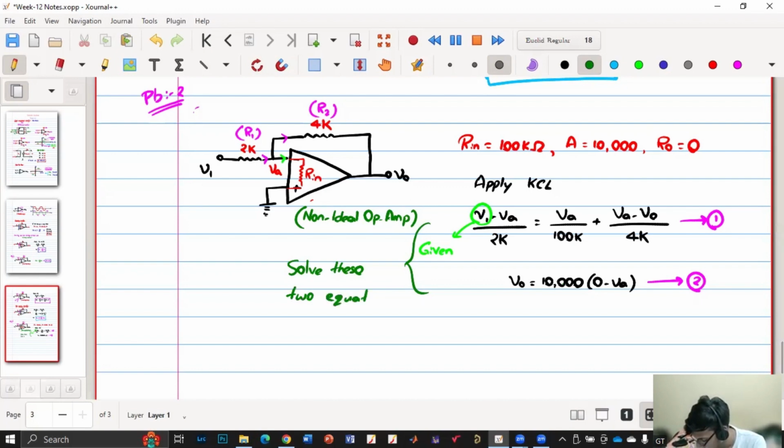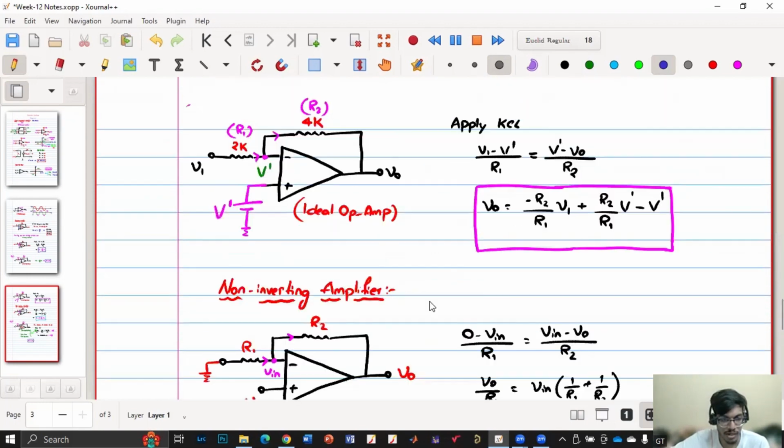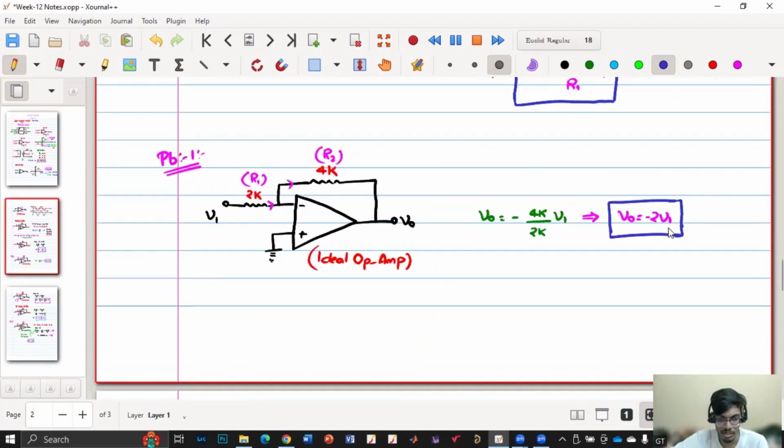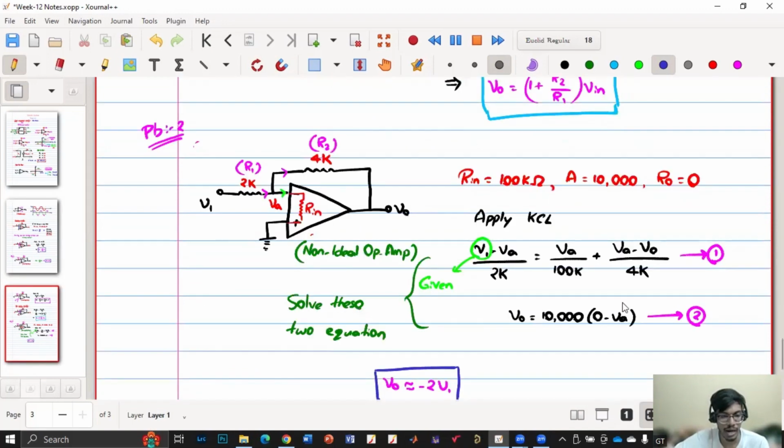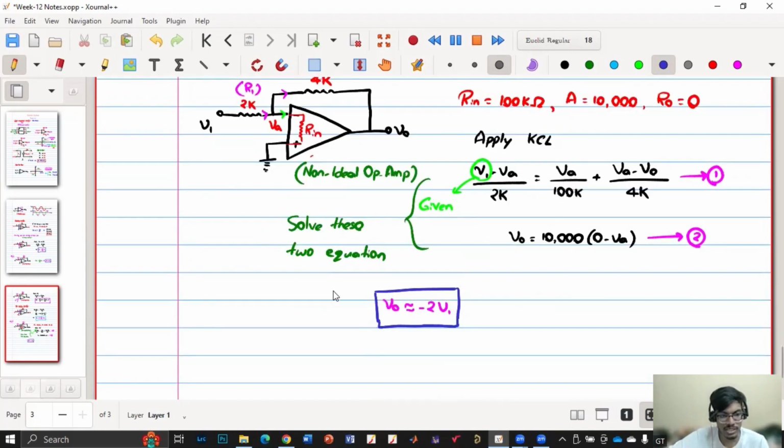But even if you solve it, you will still get V naught very close to minus 2 into V1, because the gain is very high, but it will not be exactly 2. It will be minus 1.99 something, because this is very close to an ideal op amp, as the gain and input impedance are high. Whereas in the case of ideal, it will be exactly minus 2 V. So that is the difference. If the given op amp is not ideal, then you have to solve in this way.